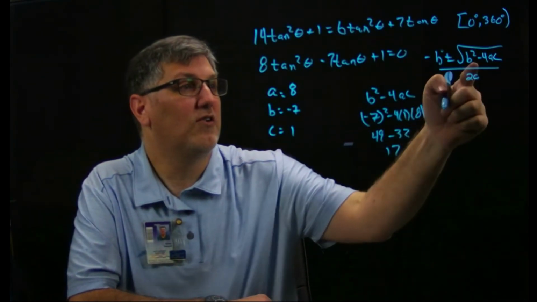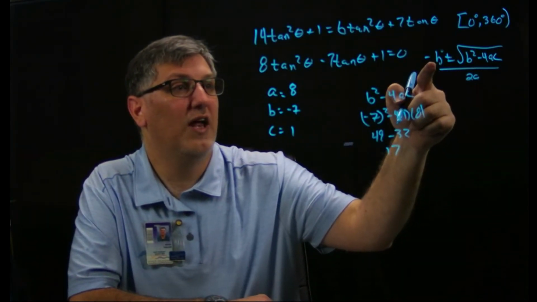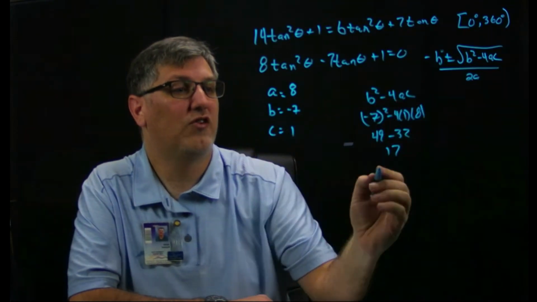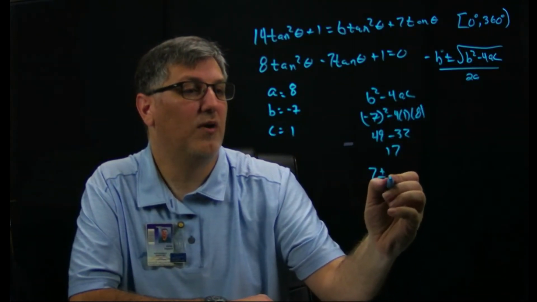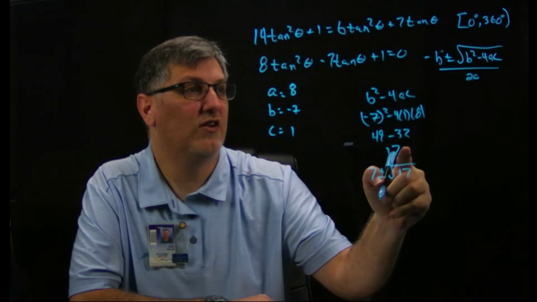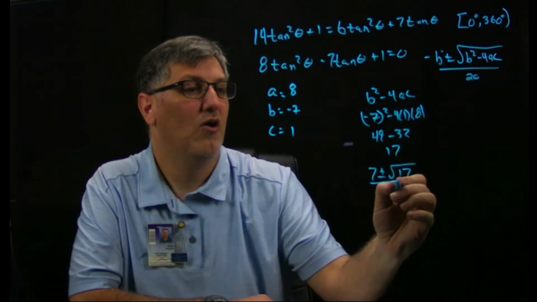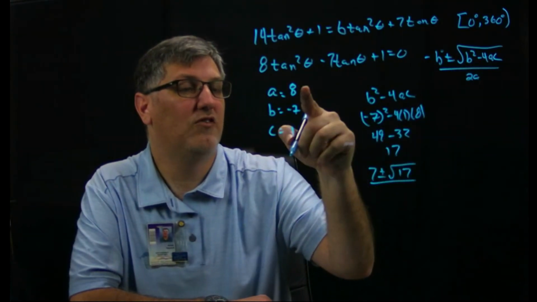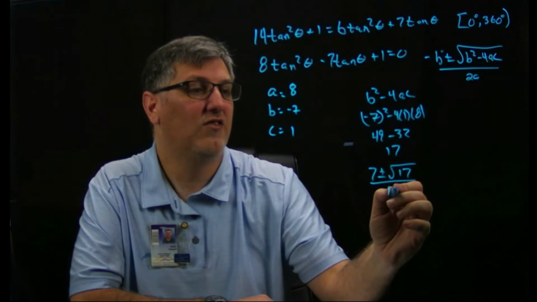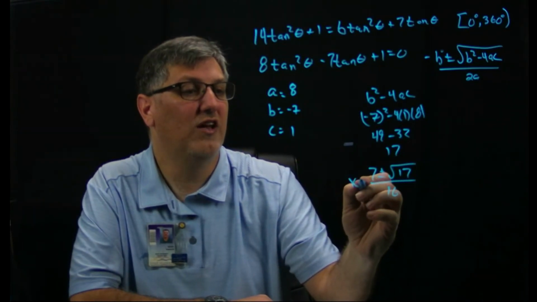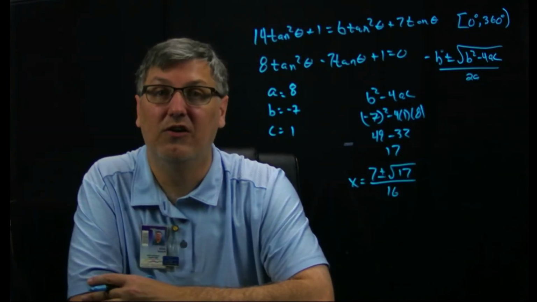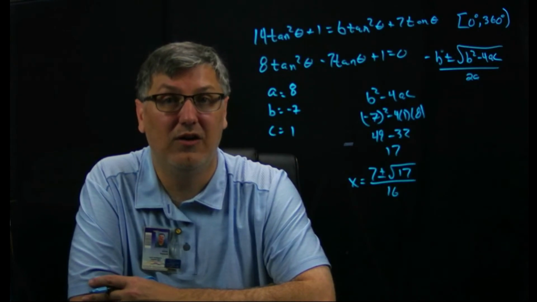So this is the part that's underneath the square root. So now I just need to do a negative B. So 7 plus or minus the square root of 17, because that's the part that's underneath the square root, all over 2 times my A, which is 8. 2 times 8 is 16. And we're used to seeing this as x equals and you're done. You're not even close to being done here.